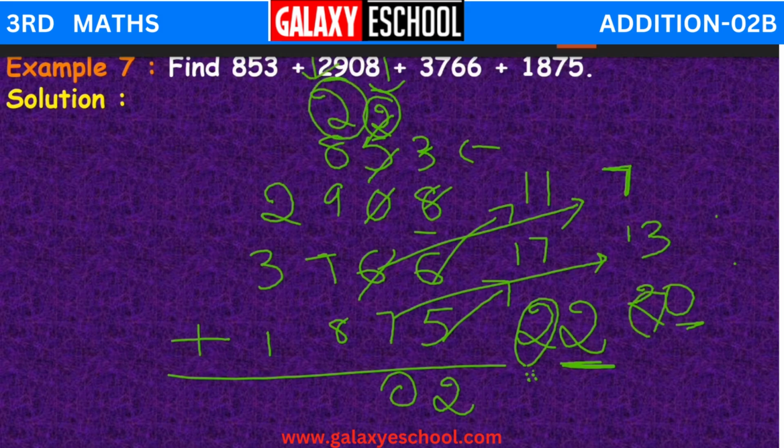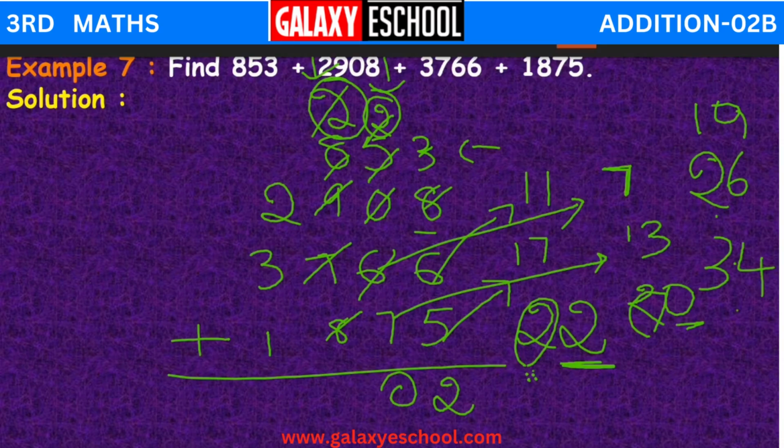Yes, coming to the hundreds place, 2 plus 8 becomes 10. Now 10 plus 9 becomes 19. Now 19 plus 7 becomes 26. Now 26 plus 8 becomes 34. So 34 is our total. 4 is in the ones place, I'll write it here. 3 is in the tens place, I'll carry it.